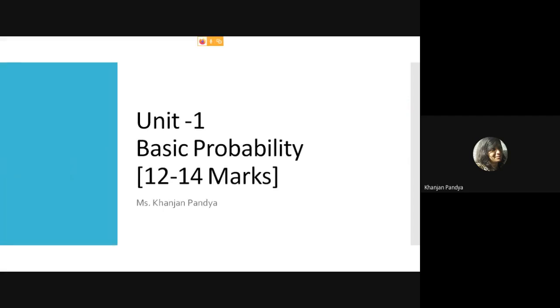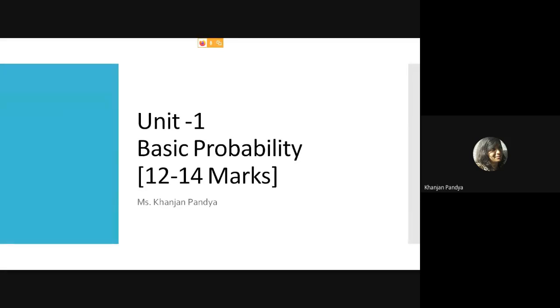So we are starting with unit number 1, and that is basic probability. It has 20 percent weightage, so it is 12 to 14 marks. Minimum is 12 marks and maximum is 14 marks. So 12 to 14 marks is the weightage of our chapter.